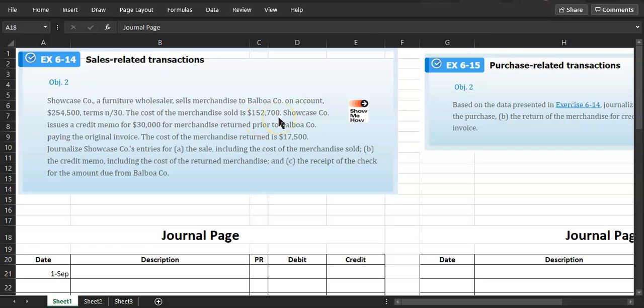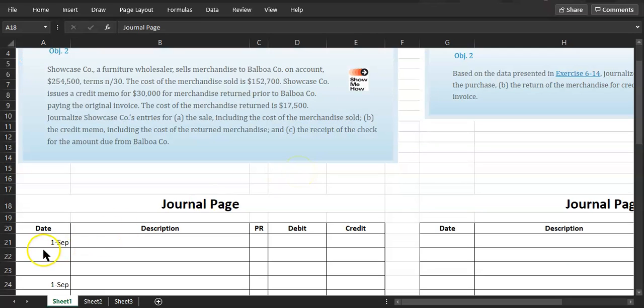Okay. Then later, Showcase is going to issue a credit memo for $30,000 because Balboa returned some merchandise prior to the due date. So there's a $30,000 return of the sale amount. That returned merchandise cost us $17,500, and we're going to make 3 entries. Well, it's actually more than 3 entries, but we have to make entries for 3 different occasions. First, we're going to take care of the sale. Then we're going to take care of the credit memo, and then we're going to receive the balance due on the check.